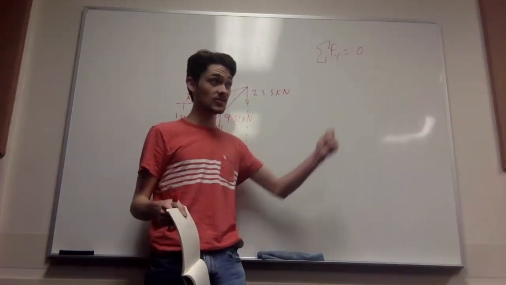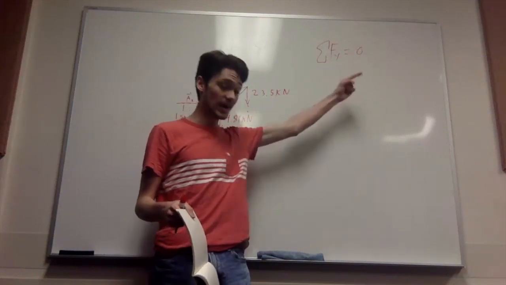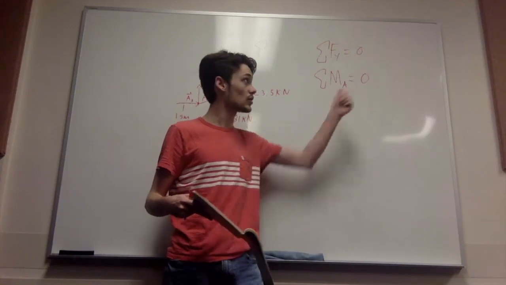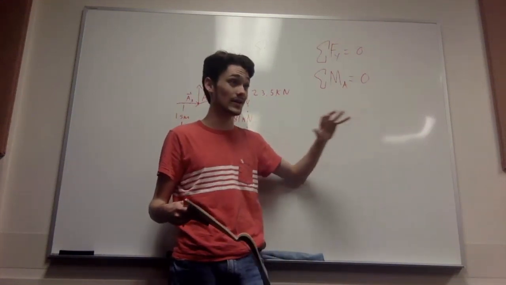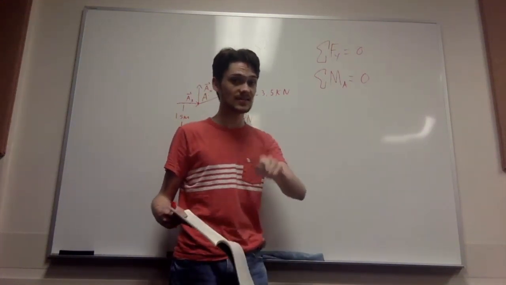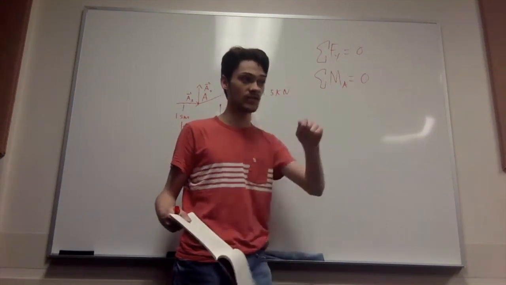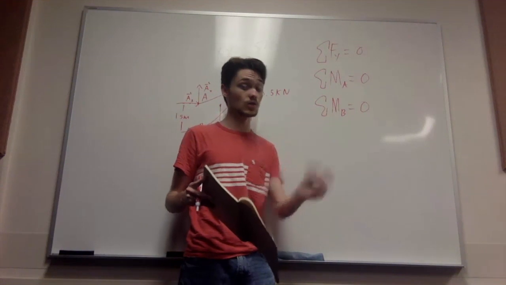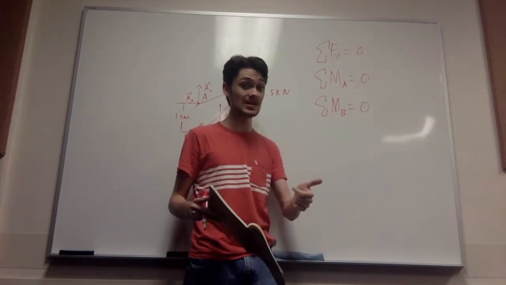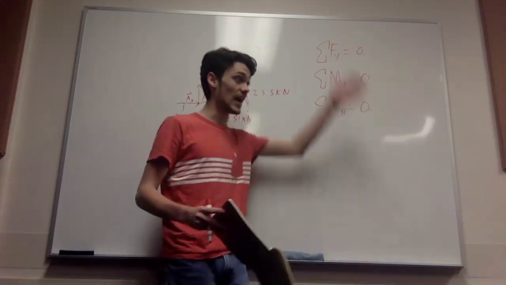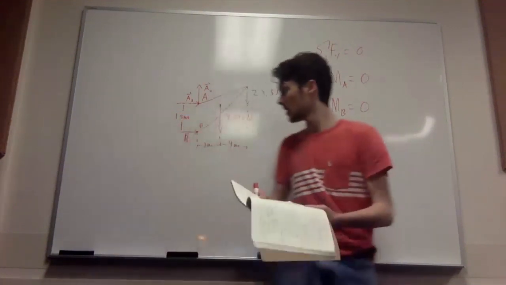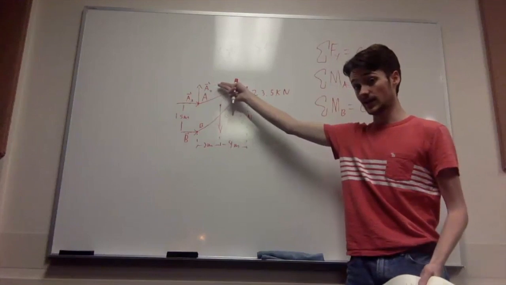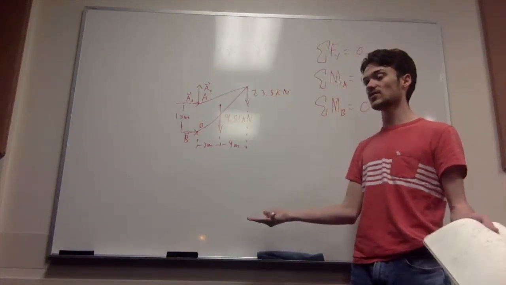We can keep the sum of the forces in the y direction being equal to 0, and we can also keep that the sum of the moments about, say, point A is equal to 0, but instead of writing the sum of the forces in the x direction is equal to 0, we are also going to write the sum of the moments about B are equal to 0. We notice that we have 3 equations and 3 unknowns, B, Ax, and Ay, which means that we will be able to solve this system of equations.